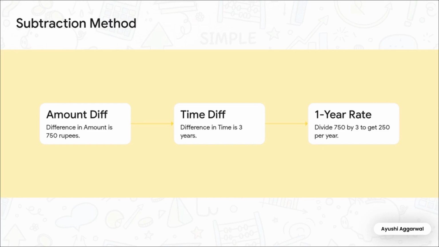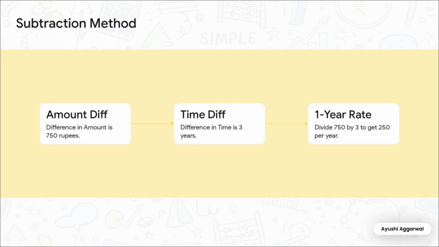In 2 years, it's $1,250. In 5 years, it's $2,000. So what is the difference in time? It's 3 years. And what is the difference in the amount? 2,000 minus 1,250 equals 750 rupees. Because simple interest stays constant every single year, that extra 750 rupees is purely the interest earned over those extra 3 years. So interest for 1 year is 750 divided by 3, which is 250.